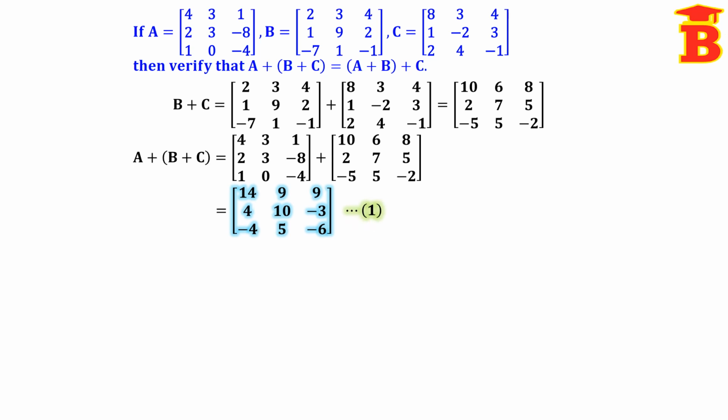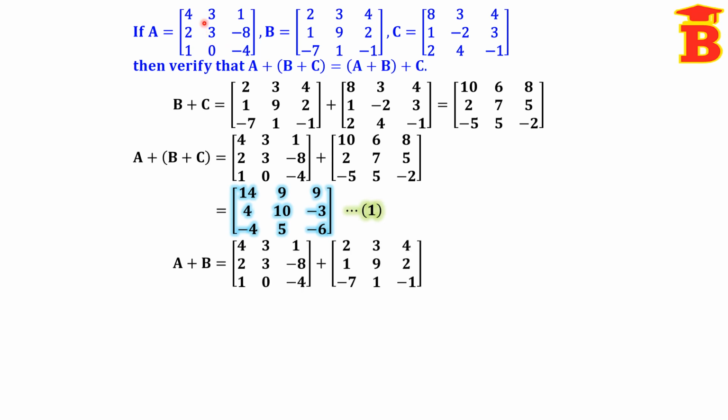Next let us find the right hand side. On the right hand side, take the bracket first, that is A plus B. So take and write A matrix plus B matrix. Now adding these two matrices, add the first row. 4 plus 2, 6. 3 plus 3, 6. 1 plus 4, 5. Next add the second row numbers. 2 plus 1, 3. 3 plus 9, 12. Minus 8 plus 2, minus 6.